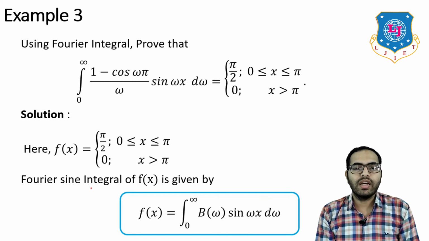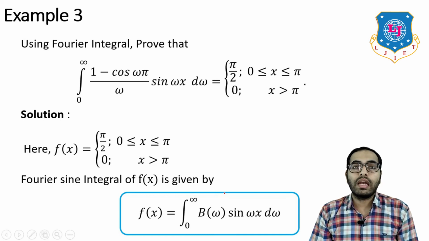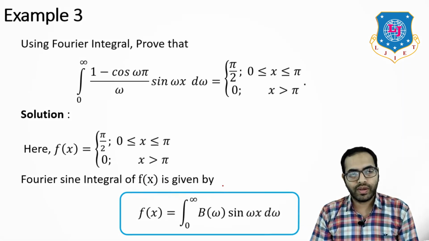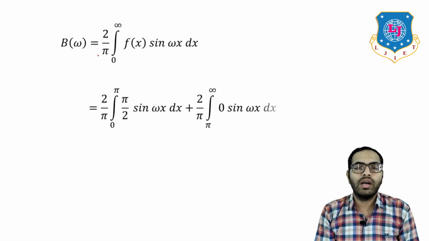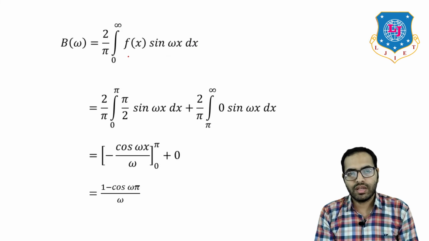See, with the help of the Fourier sine integral, f of x equals the integral from 0 to infinity of b of omega sine omega x d omega. Just substituting the values of b of omega, we first find the values of b of omega. For that we have the formula b of omega is equal to 2 by pi, integral 0 to infinity, f of x sine omega x dx.